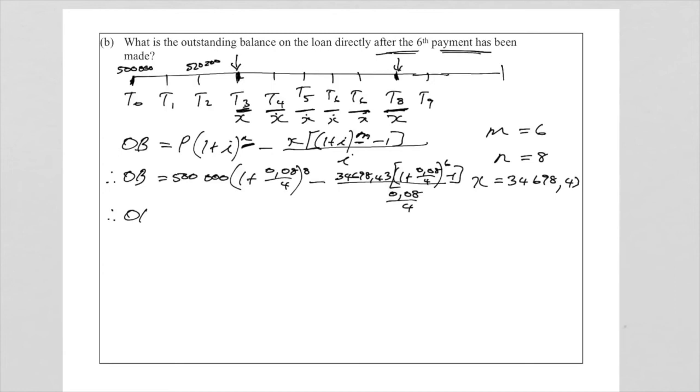So now we put this onto the calculator, and the outstanding balance, according to my calculation, is 366,947.80. Outstanding balance 366,947.80, or for that matter 366,947 rand 80. That will be the outstanding balance after payment number 6, or for that matter at T8.